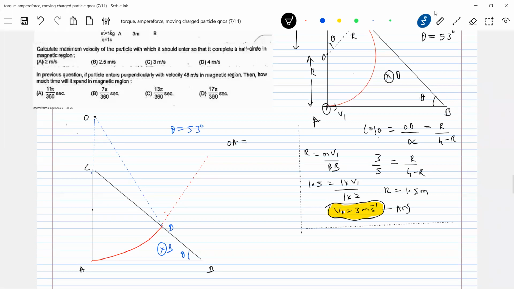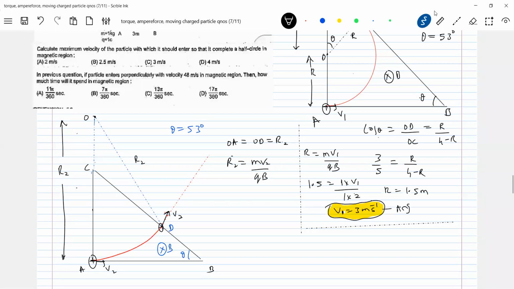OA should be equal to OD, that should be equal to the new radius. Let me call this R2. Here it has entered with a speed. So OA equals OD. So this value of R2 equals how much? R2 equals mV2 by QB. So we know mass, V2, all that, so we'll get the radius R2.